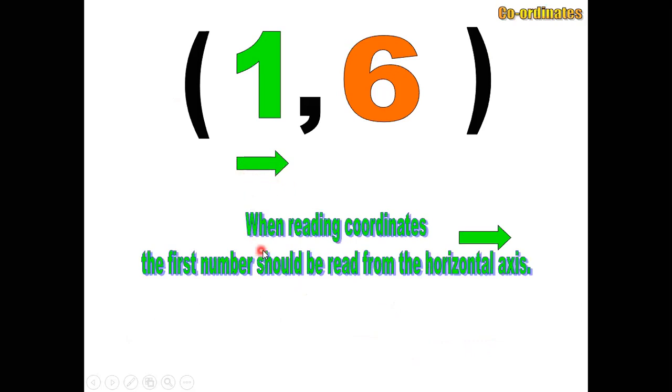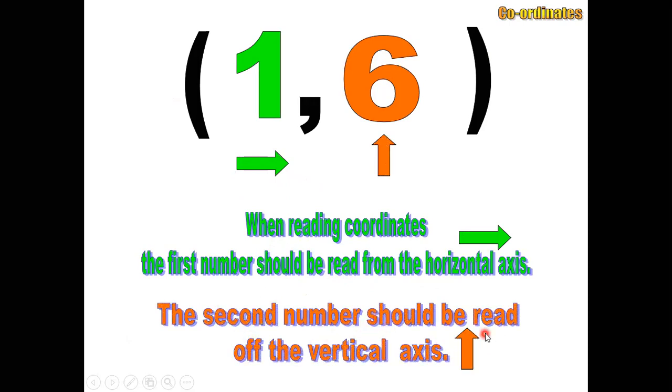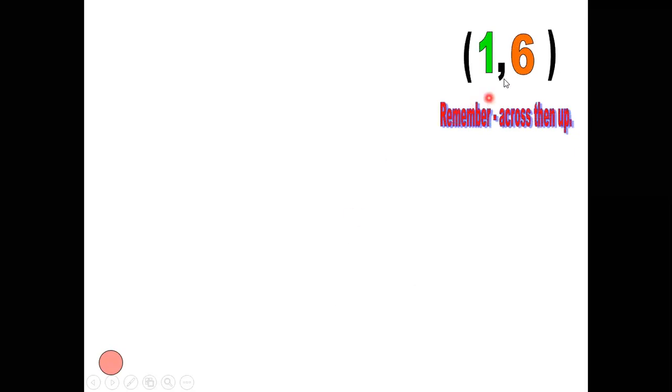When reading coordinates, the first number should be read from the horizontal axis. The second number should be read off the vertical axis. So always remember, the first number is across and the second number is up.